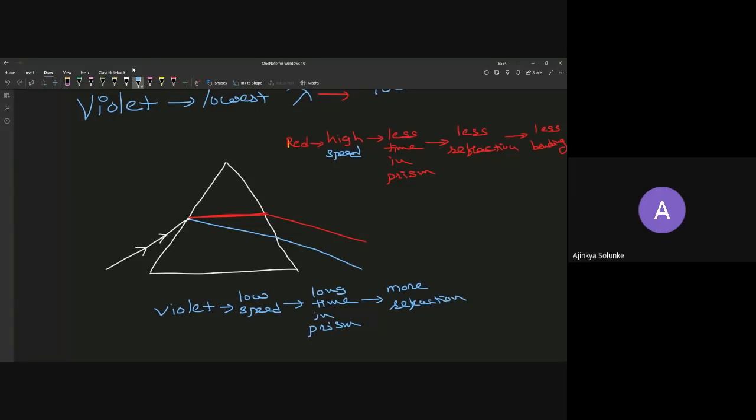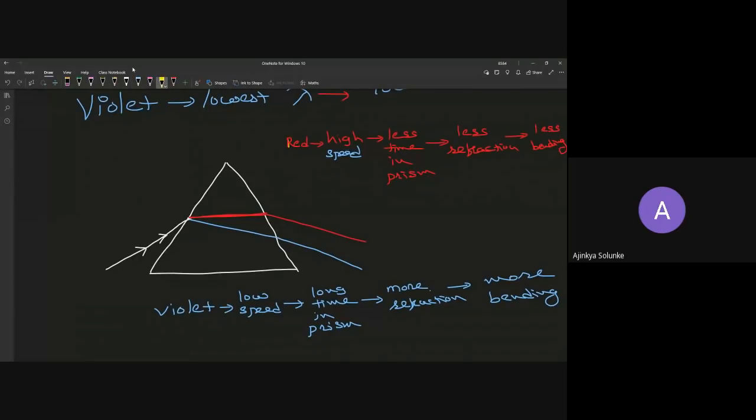Refraction will be more. And what about the bending then? More refraction means what kind of bending are we going to have? Less bending or more bending? More refraction will guarantee more bending. More bending. Okay.